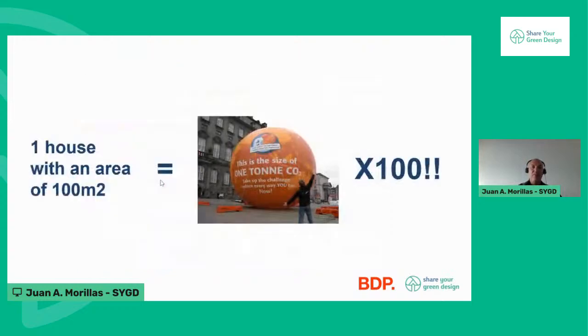But anyway, if we assume that is 1,000 kilos per square meter, that means that a house with an area of 100 square meters emits 100 of those balloons that we saw earlier. So if you think about a house of 100 square meters, it doesn't sound like a lot. If you think of 100 of those balloons, then that puts that into context.